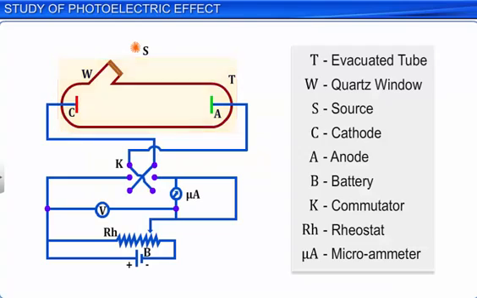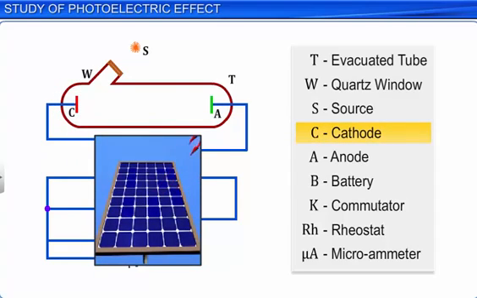The apparatus consists of an evacuated glass or quartz tube T with a transparent quartz window W that permits radiation to pass through it. S is a source of monochromatic radiation. The evacuated tube consists of a photosensitive metal plate C, called the emitter plate or the cathode plate. This is similar to the functioning of the solar cells in a solar panel.